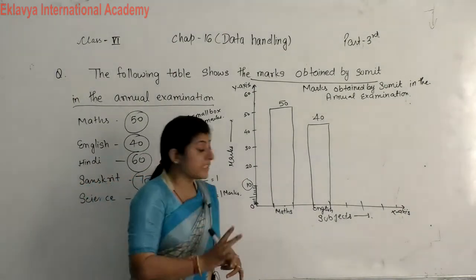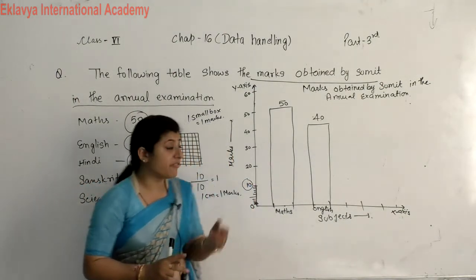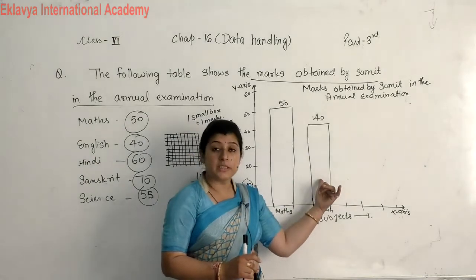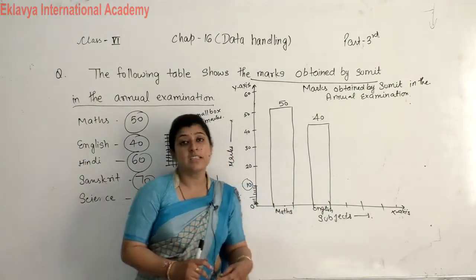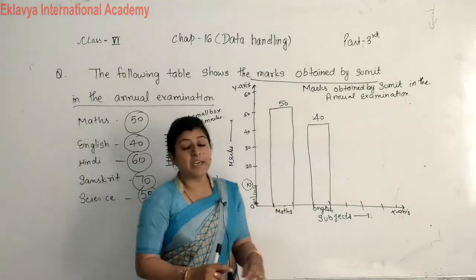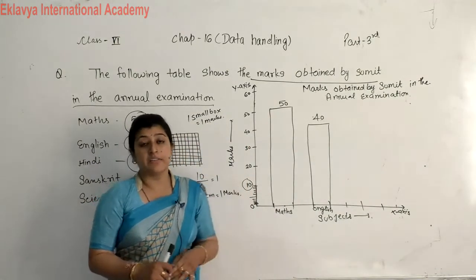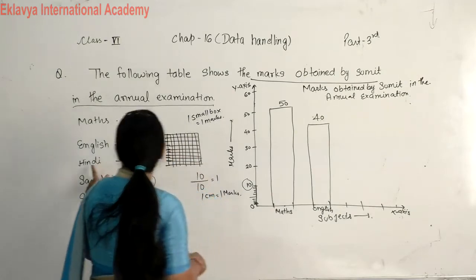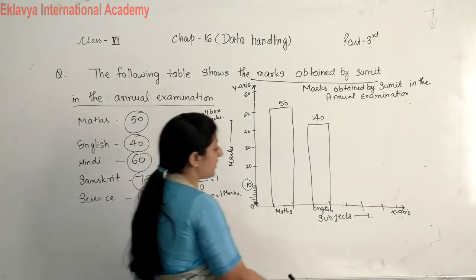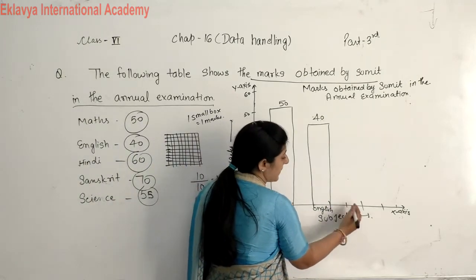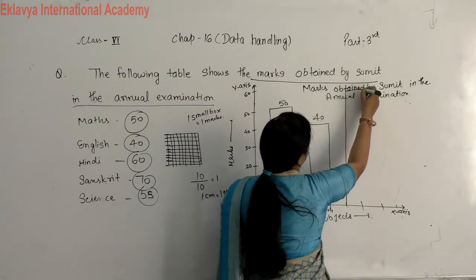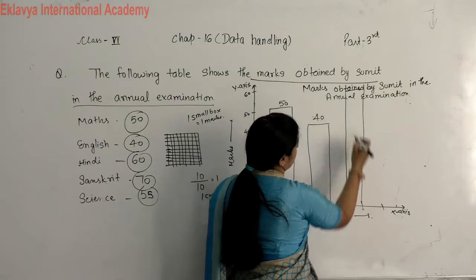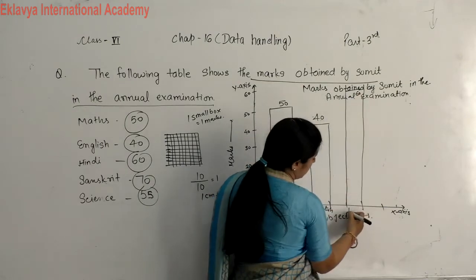So these two things consider very properly: the width of the bar should be the same, and the spacing between the bars will also be the same. The length of the bar depends on our given numbers. Next, Hindi is 60. So we leave this space, and make it here 60. This one is Hindi.